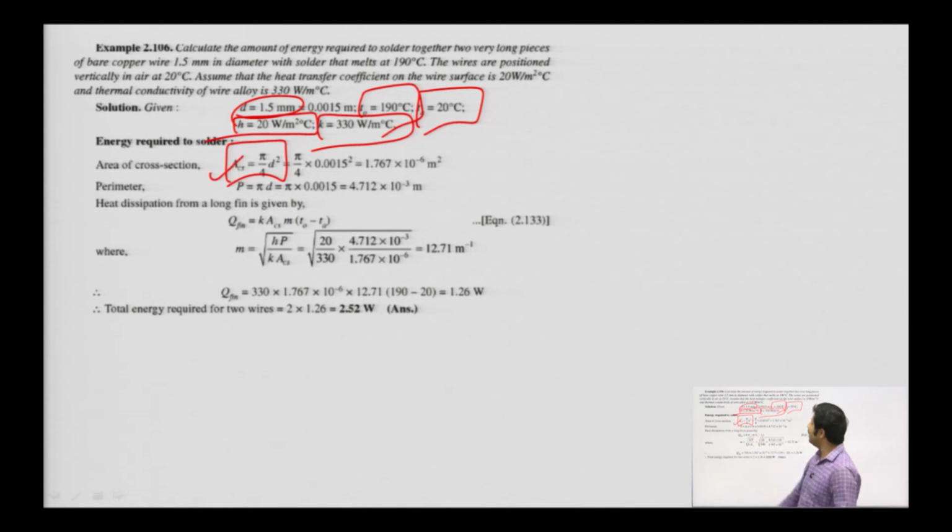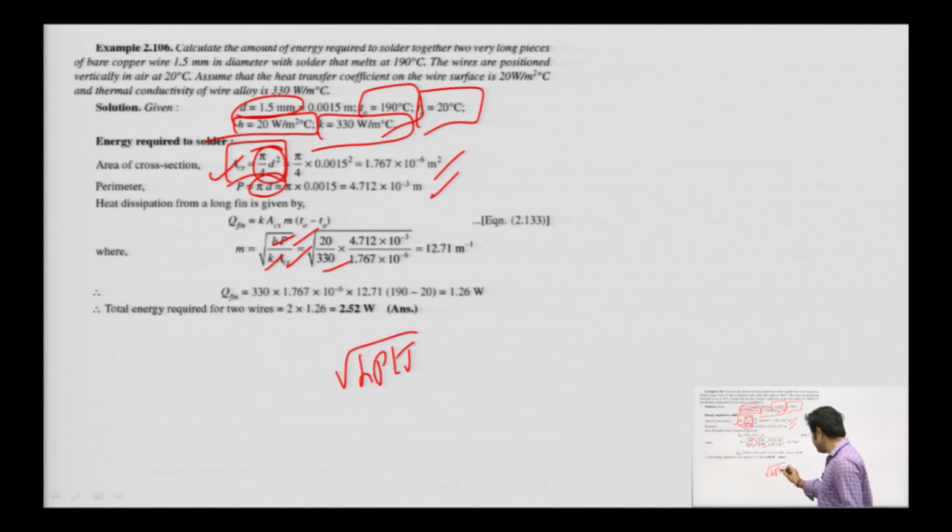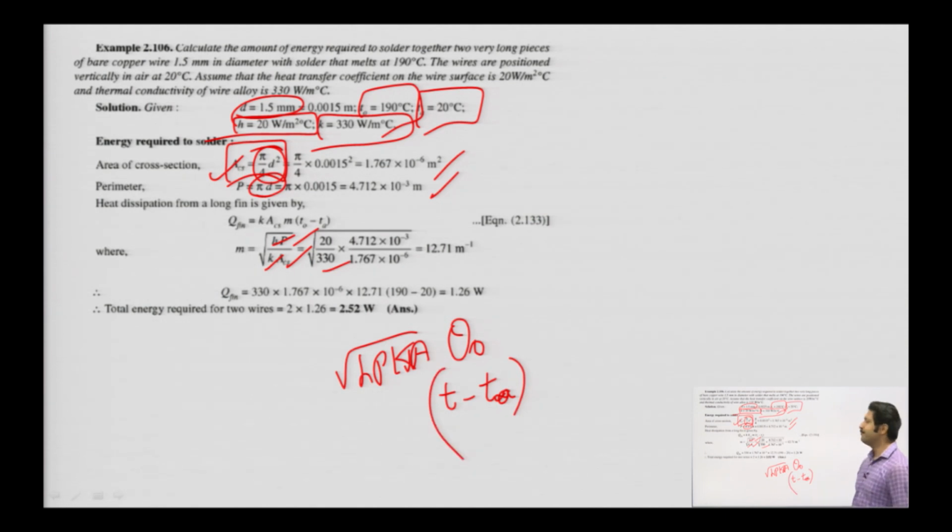The cross section area of a wire means I'm talking about the circle, so it is pi by 4 d square, and the perimeter is basically pi d, as you all know. Just put these two things here. You have h, you have P which you just calculated, you have k, and you have calculated A here. So the fin parameter m is root over hP by kA. You can calculate this, and we all know the formula: root over hPkA times theta naught, or T minus T infinity, or TA for that matter.